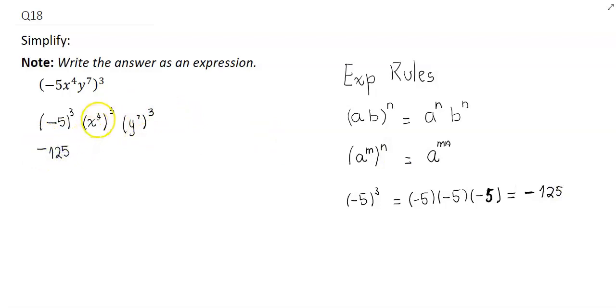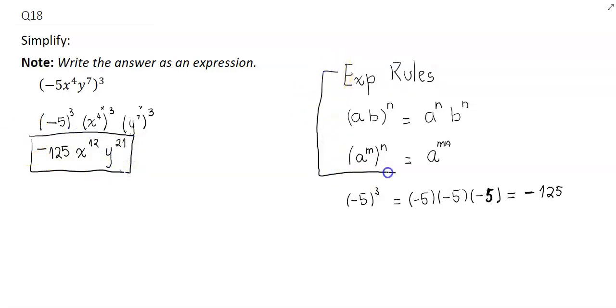Now x to the 4th to the 3rd. So it will be x and then I multiply those two, 12. Y and I multiply those two, 21. So on this problem, I used those exponential rules.